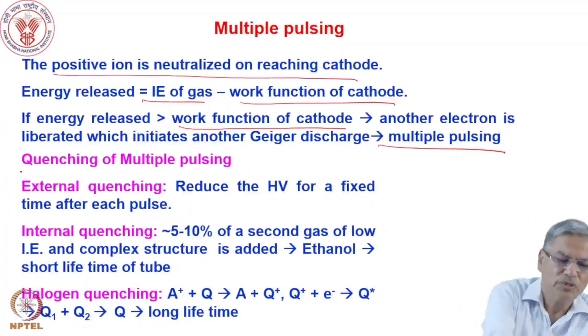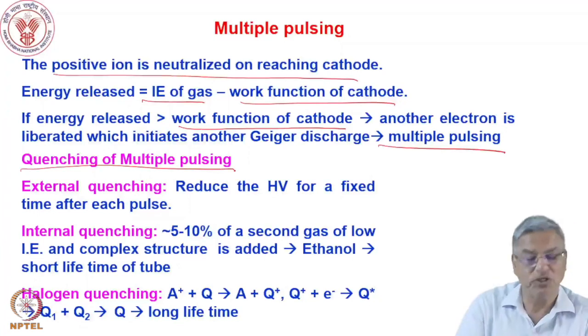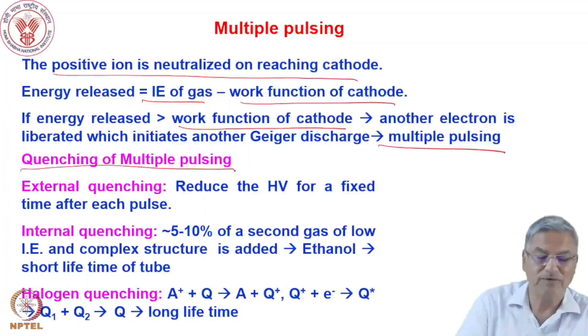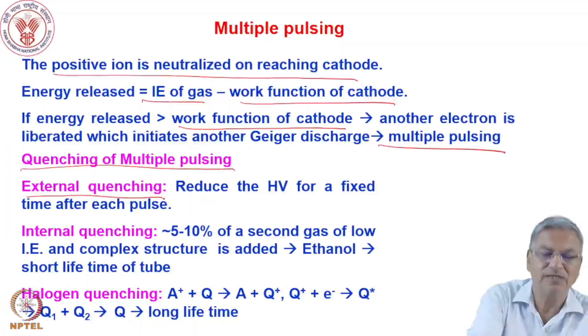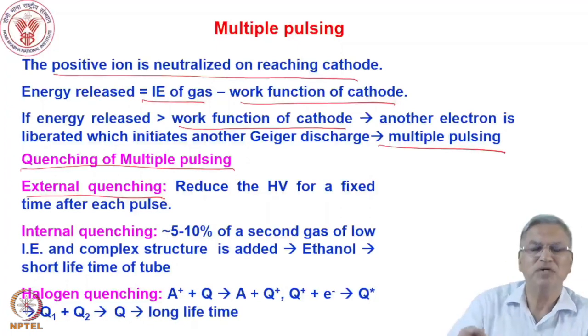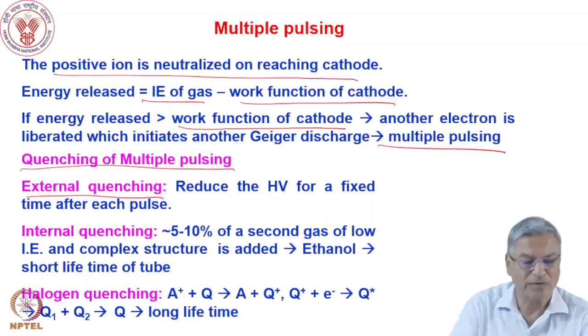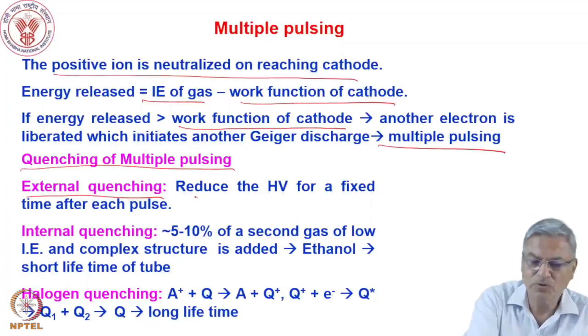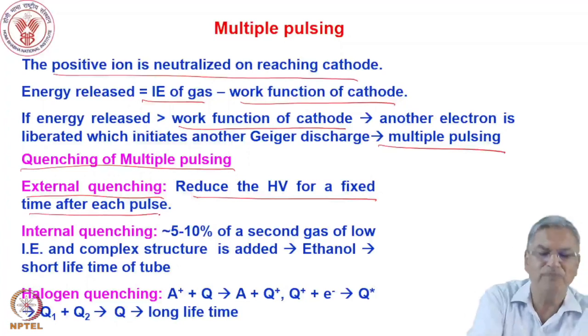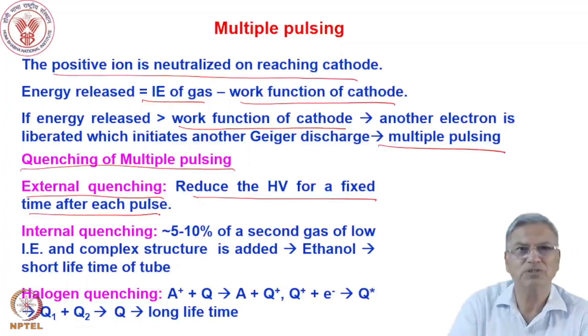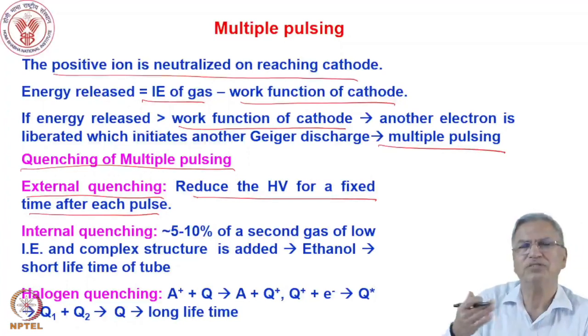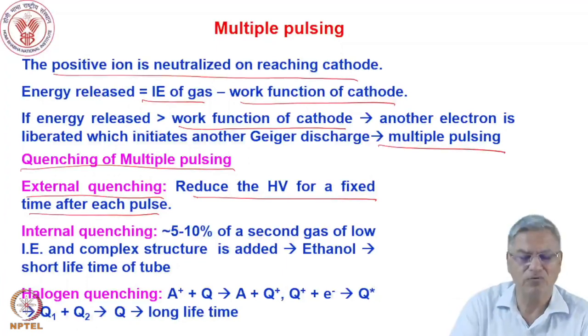So the multiple pulsing has to be quenched, and that is done by different methods. One is external quenching, done electronically. That means you reduce the high voltage temporarily, for a few hundred microseconds. You reduce the high voltage for a fixed time after every pulse, using an electronic system. But it affects the counting rate. You cannot handle a very high counting rate, so normally it is not a preferred mode.